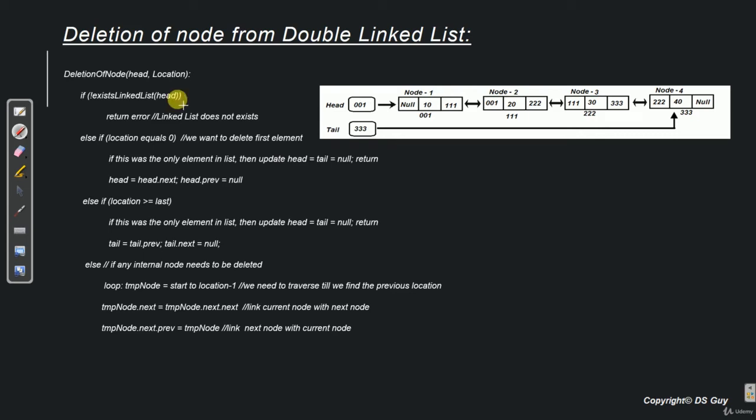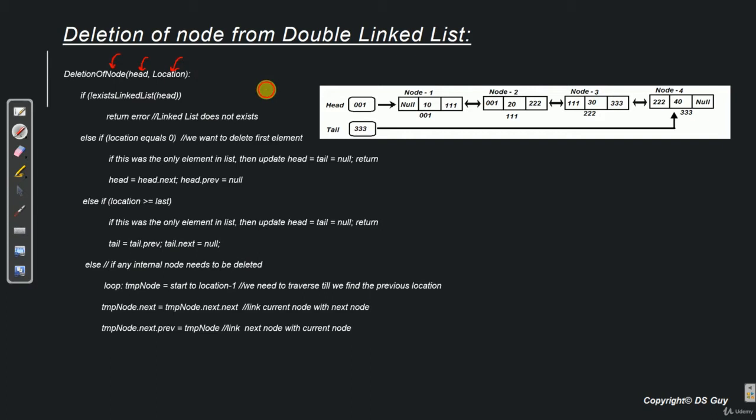Hey guys, welcome back. So in the last video we saw how to delete a node from a doubly linked list. Hope the concept was clear. Now in this video, let's see what the algorithm for it looks like. The name of the method is deletion of a node. It takes the head reference and the location of the node that needs to be deleted.